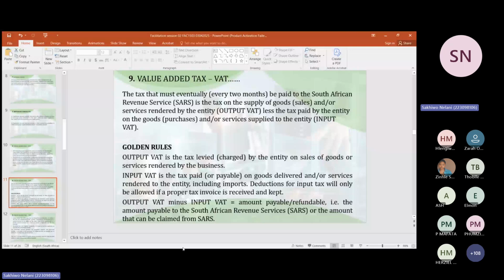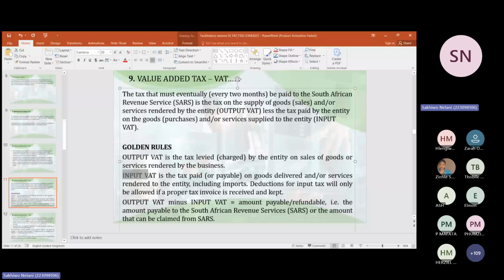It's a formula to understand who is liable for the output VAT. Output VAT is levied on the sales of goods or services rendered by the business. It means that whatever is sold to your customers, you are entitled to charge the output VAT. Whatever is payable to your suppliers, you pay the input VAT to your suppliers.